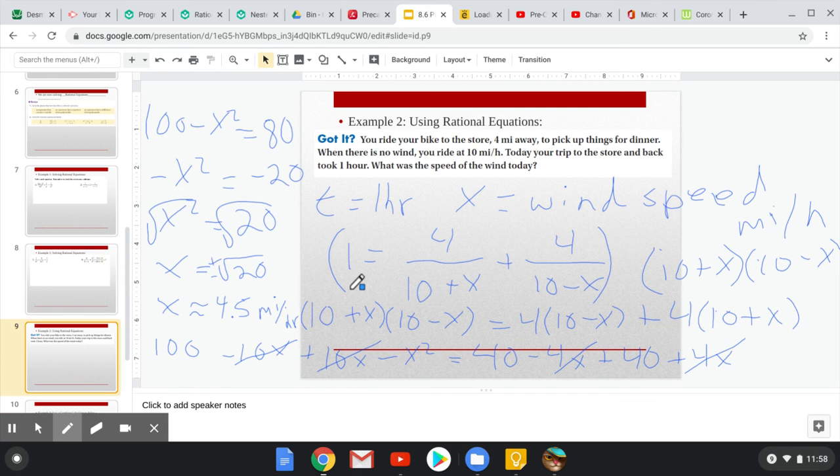We do want to check and make sure that that's not an extraneous solution. So if I put this in the denominator, would I get 0? No, I would not. So this is the solution to my problem.